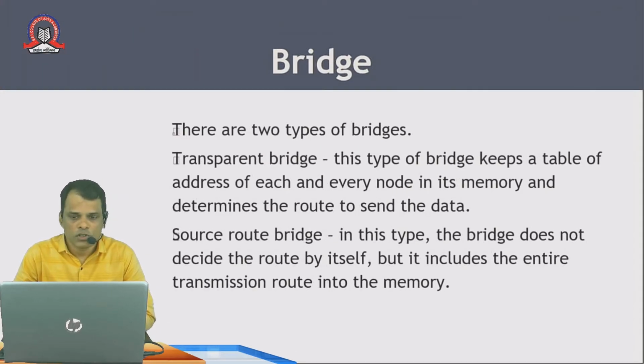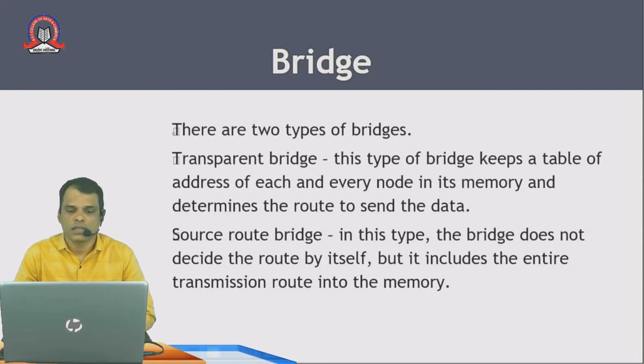There are two types of bridges. The transparent bridge: this type of bridge keeps a table of addresses of each and every node in its memory and determines the route to send the data. And the source route bridge: in this type, the bridge does not decide the route by itself, but it includes the entire transmission route in the memory.